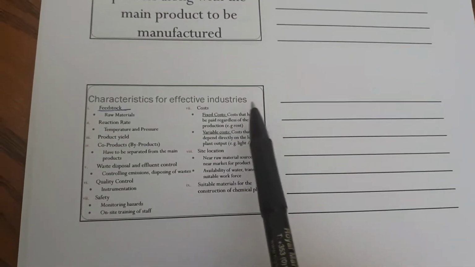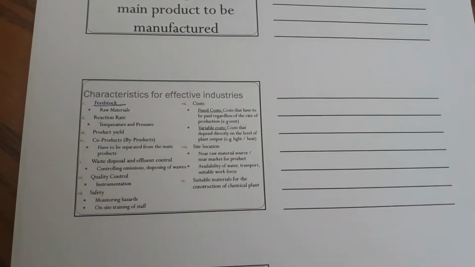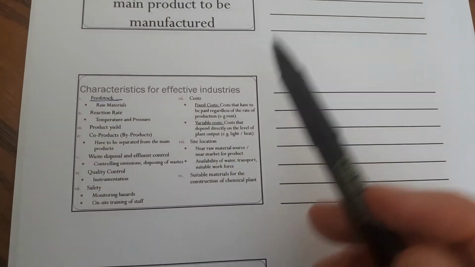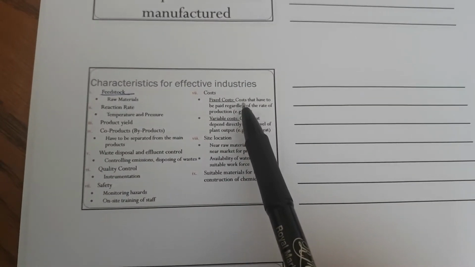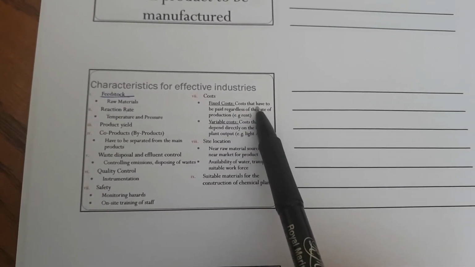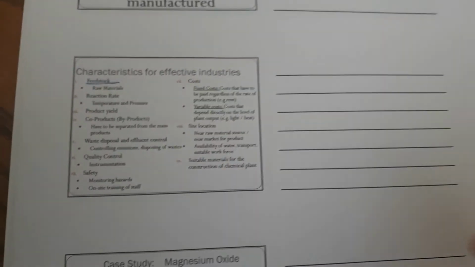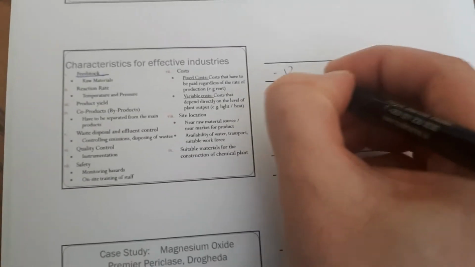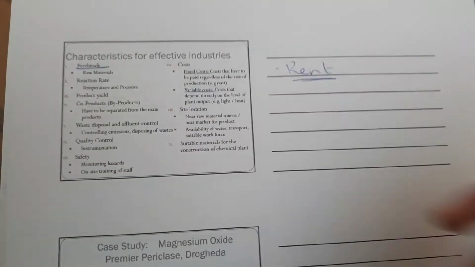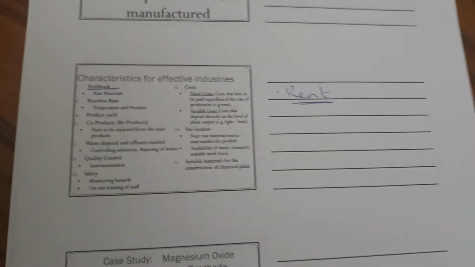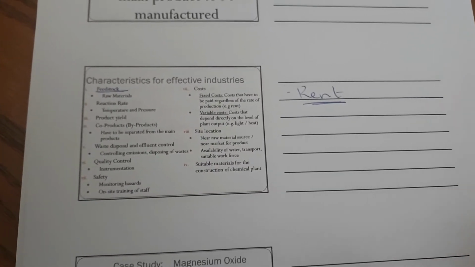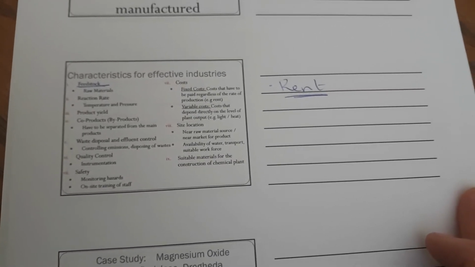Next, you have costs, and costs are pretty much split into fixed and variable. And again, those of you who are doing business will be aware of this. Fixed costs are costs that have to be paid regardless of production. So for example, you'd be looking at something like rent. Rent tends to be a flat fee, so you'd have to pay that every single month, no matter how much of a product you produce.